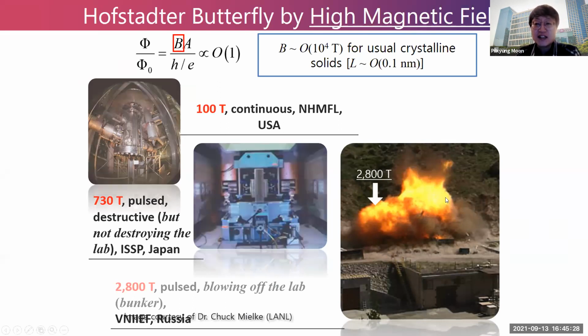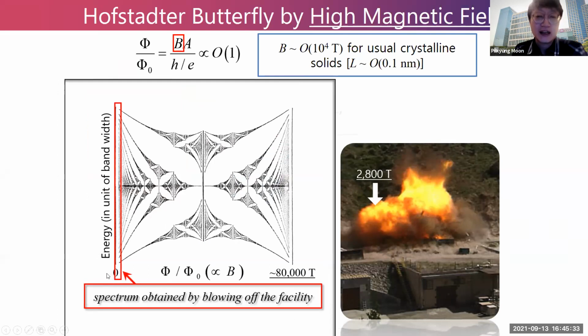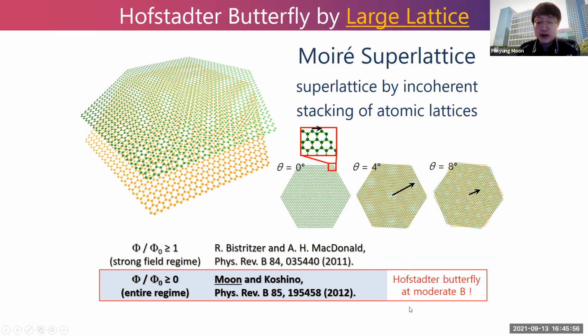But even with 3,000 Tesla, you can only see a very small portion of the Hofstadter's butterfly, which merely looks like Landau level. So it is not feasible to see the butterfly by simply increasing magnetic fields. So we need a larger unit cell, but ordinary crystalline lattice has much smaller unit cell. So we introduced the Moiré Superlattices. It was theoretically predicted that Moiré Superlattices will show Hofstadter's butterfly at moderate magnetic field.